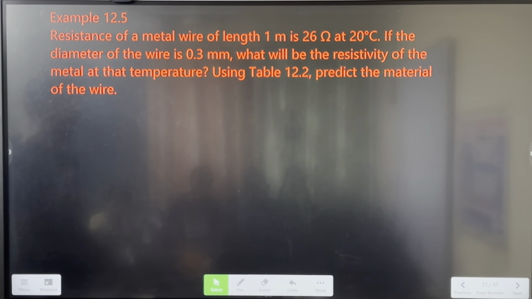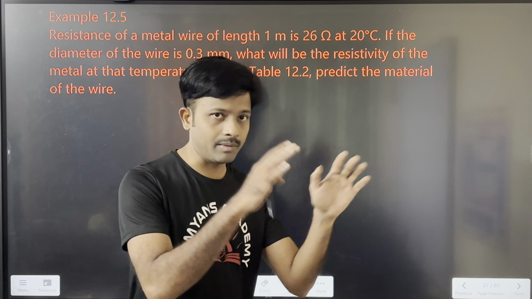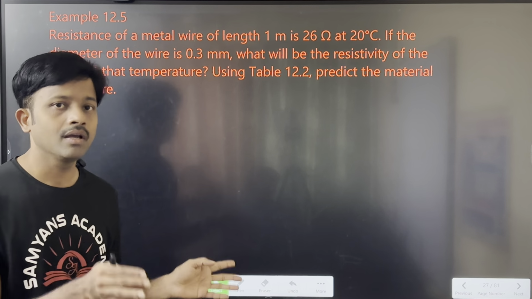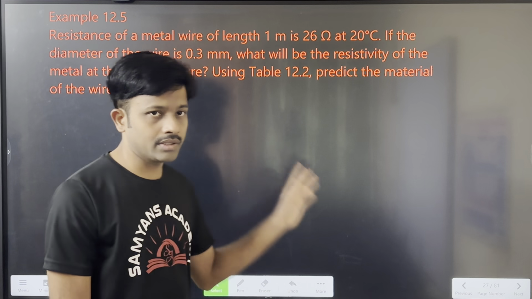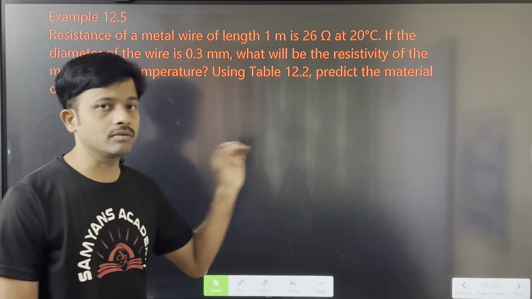Resistance of a metal wire of length 1 meter is 26 ohm at 20 degrees Celsius. If the diameter of the wire is 0.3 millimeter, what will be the resistivity of the metal at the temperature, using the table? Just now we discussed the table. The table has resistivity values for conductors, alloys, and insulators. By using the table, this value is matching with which material? Just find out that material.